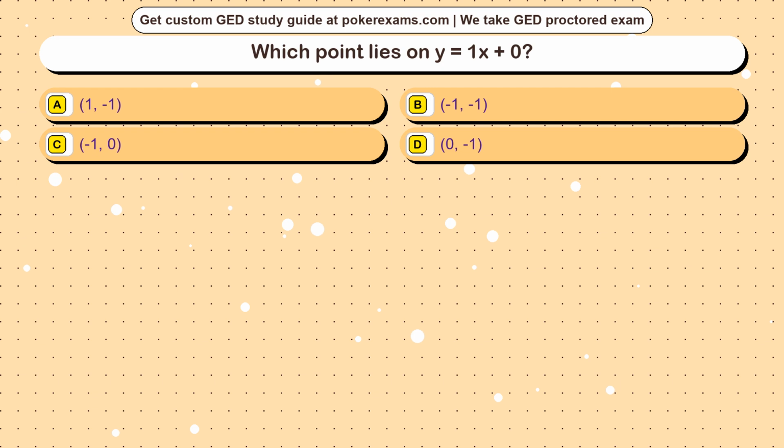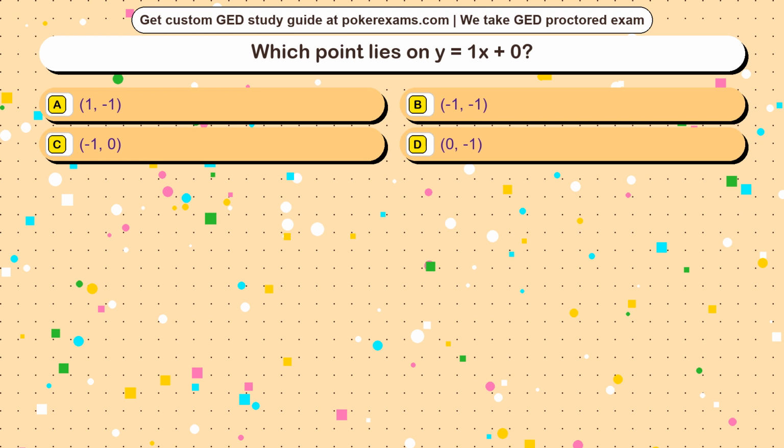Question 21. Which point lies on y equals 1x plus 0? Option A, (1, -1). Option B, (-1, -1). Option C, (-1, 0). Option D, (0, -1).